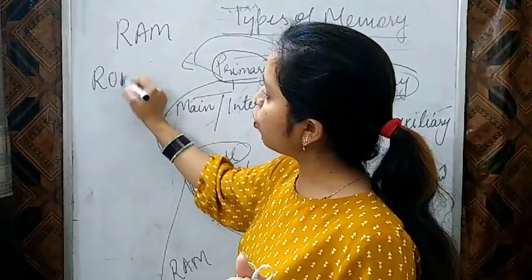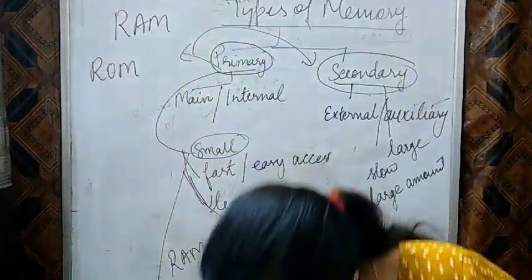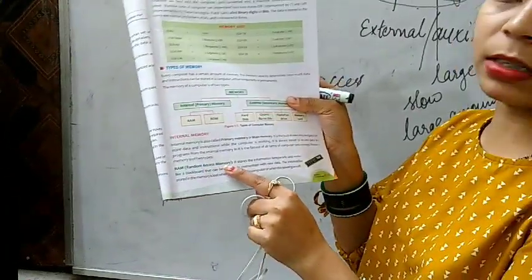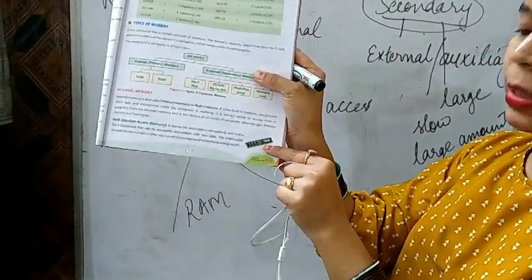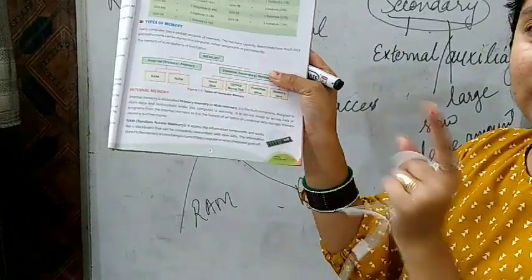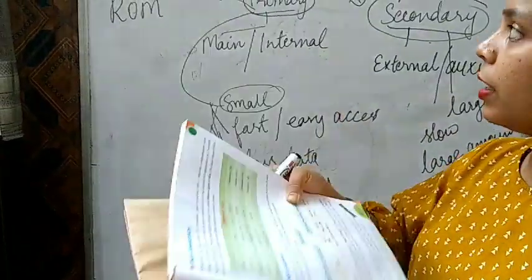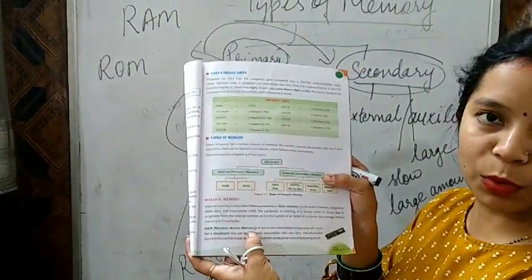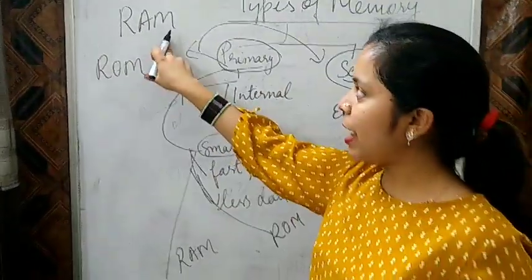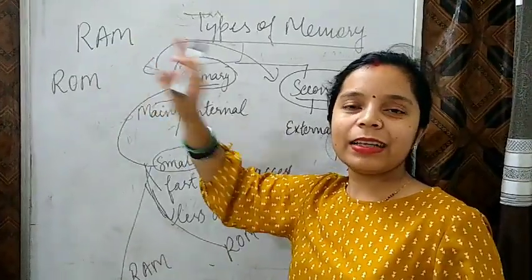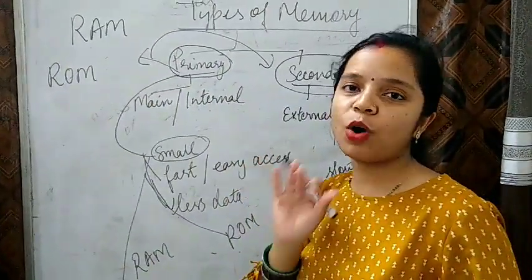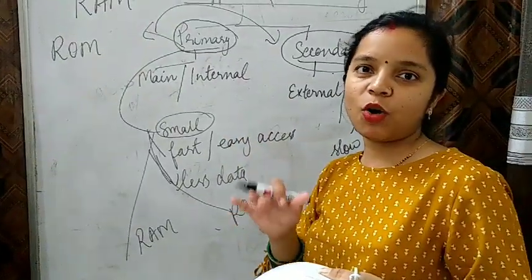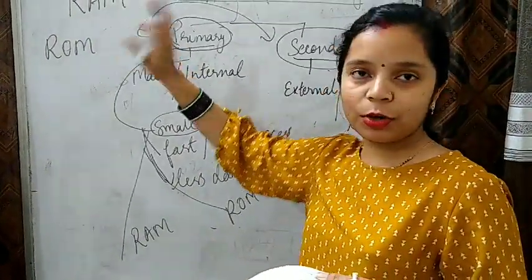Now primary memory has 2 types, RAM and ROM. RAM stands for random access memory, and the shape of RAM is like this. This is your RAM. You can see it in your book also, and the full form of RAM, random access memory, is also given in your book. This RAM stores data only for a small time, and when the computer is switched off, all the data of the RAM is lost.